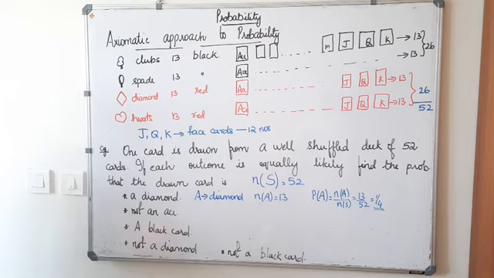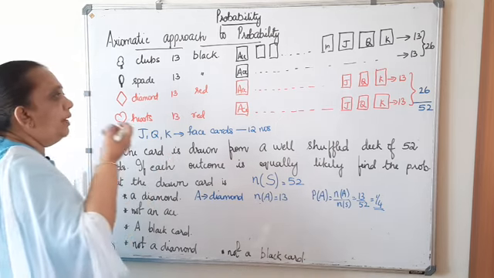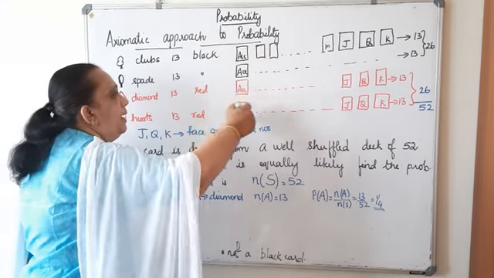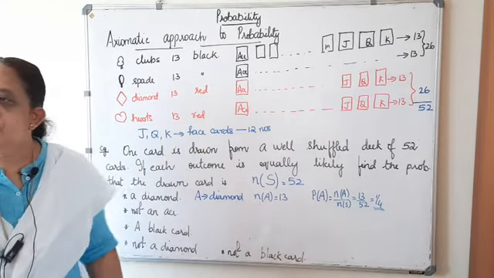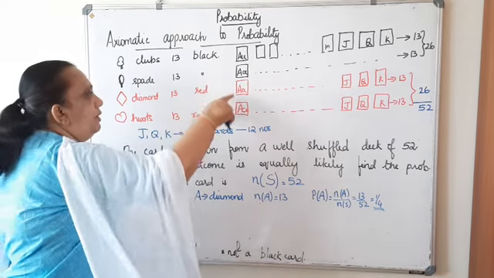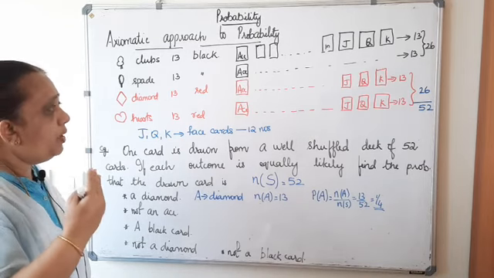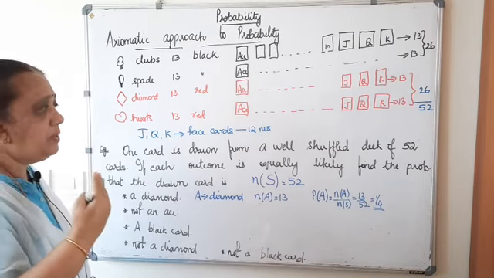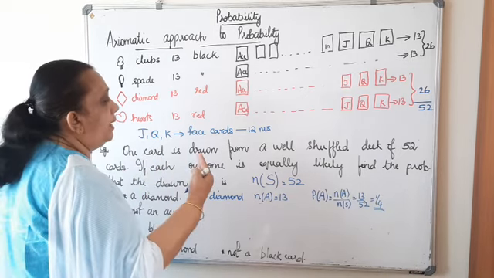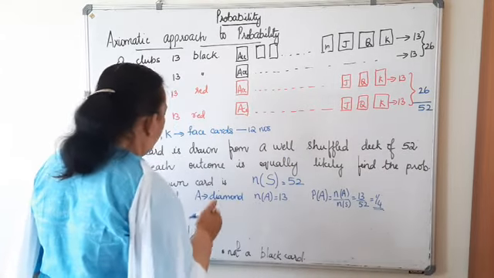Now, next one. The same question, one card is drawn from a pack of cards, and the event is not an ace card. When you are drawing the card, it should not be an ace card. Total number of cards is equal to 52. Number of ace cards is equal to 4. So you cannot draw any of the ace cards. What is the possibility of drawing not an ace card? It is equal to 52 minus 4, that is equal to 48.